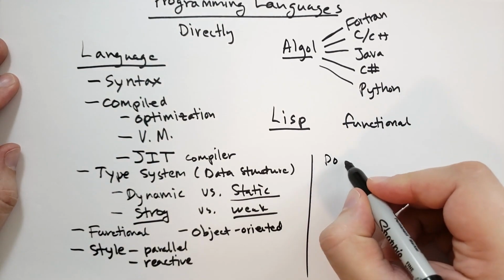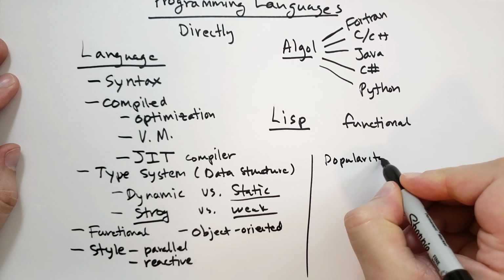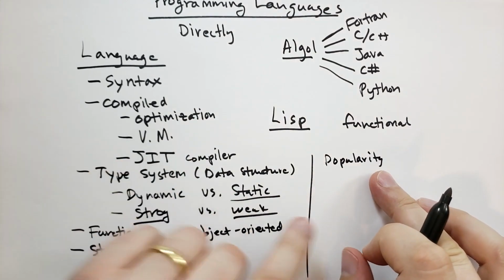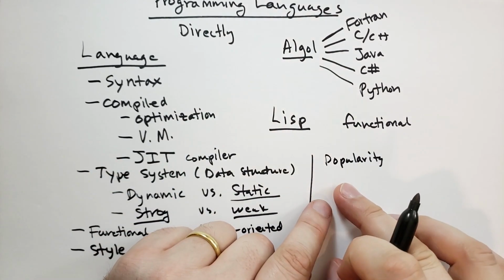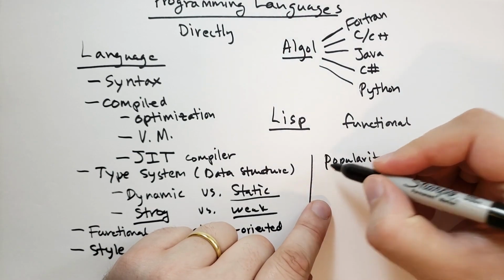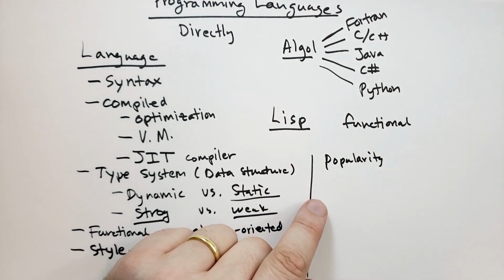Another thing to think about with a language, and this is kind of tangential, it's not really part of the language as we think about it, but the popularity of the language is an important factor. If a language is popular, it's fairly easy to find programmers, it's fairly easy to get help, it's fairly easy to find tutorials and documentation and things like that.